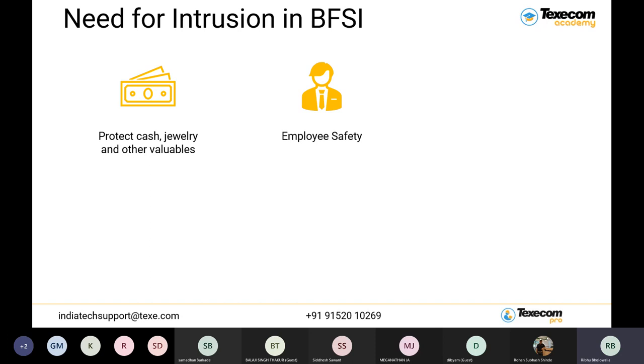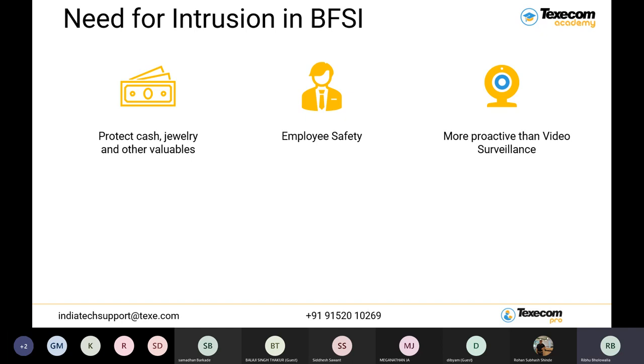What happens? We can provide a solution to the employees of the bank in terms of a panic button. We can provide emergency buttons or panic buttons. In case of any emergency, that person can press the button. Whenever he presses that emergency or panic button, it will send a silent signal to the concerned authorities, and the concerned authority will take the appropriate action. In that way, you can protect the employees also. That is very important in terms of the safety of the employees.